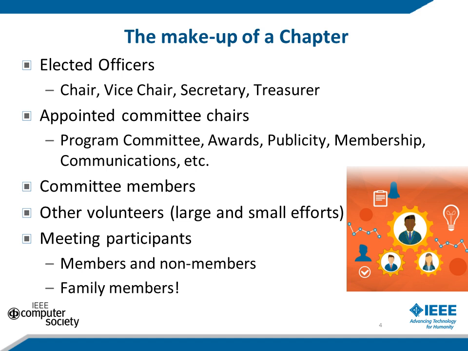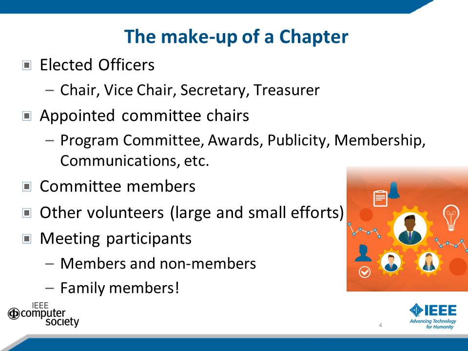So I want to look at the makeup of a chapter. What are the parts that together make up a chapter? First, there are elected or appointed officers. If the chapter is big enough, there are often elections, but sometimes it's not, and so officers are appointed by the section. And that's the core team that drives all of the activities in the chapter.